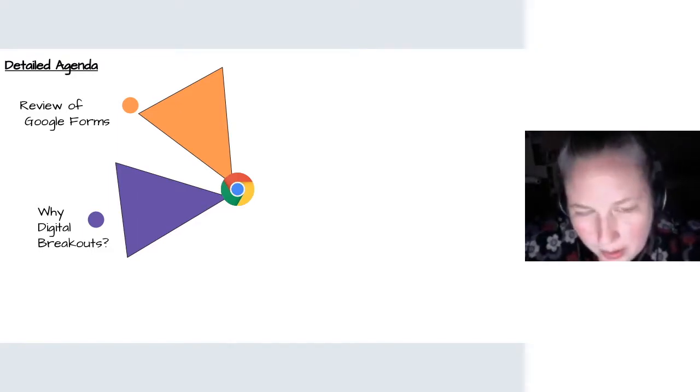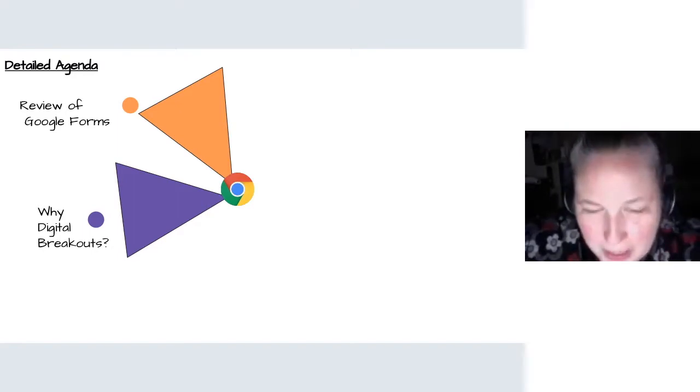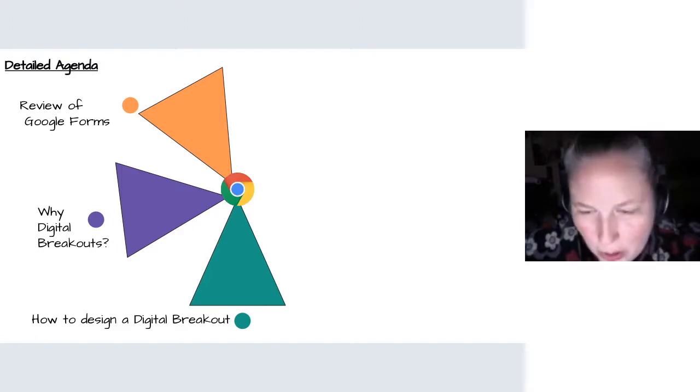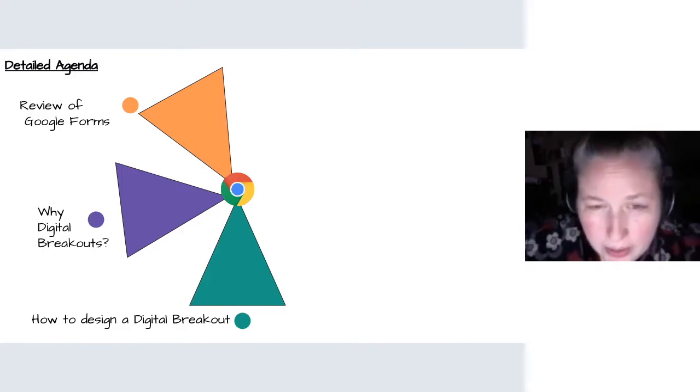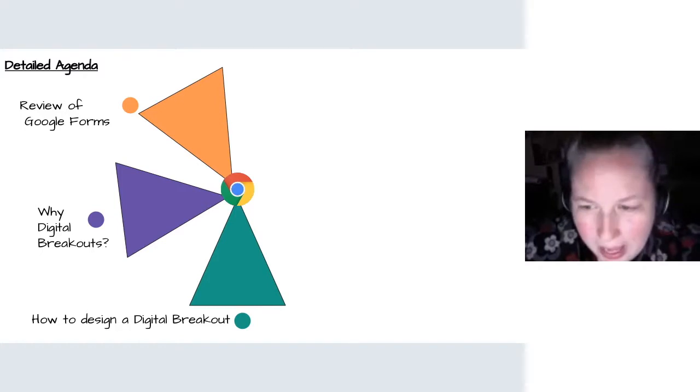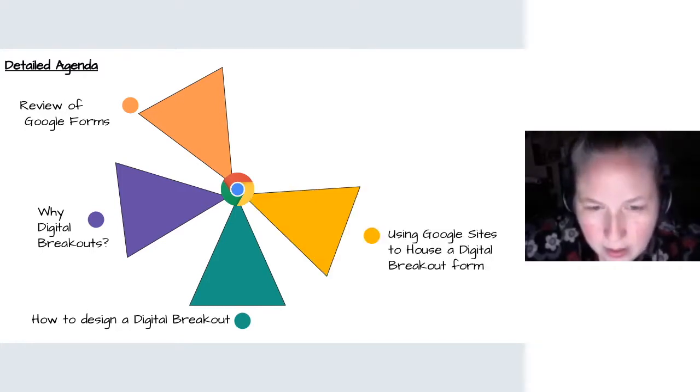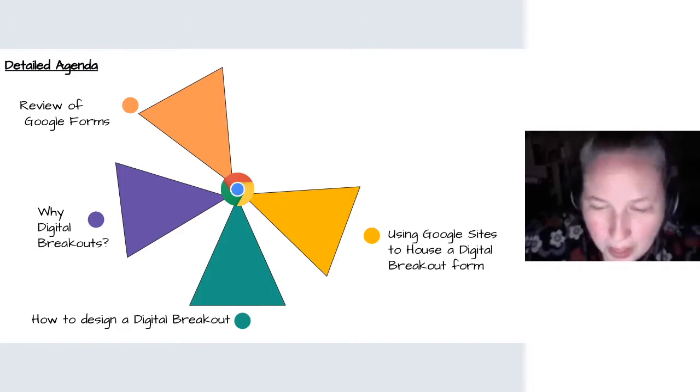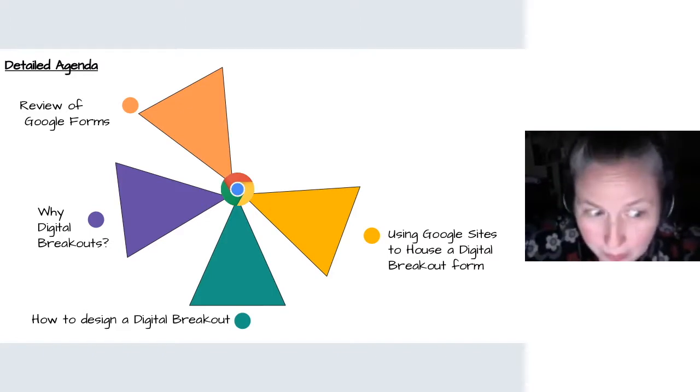I'm going to hopefully convince you, or present a good argument, why digital breakouts are a good tool to use with English language learners, in particular adult English language learners. And I'm going to show you how to design a digital breakout. It is fairly straightforward. There's only a couple of steps. The tool is not complicated to use and students love them. And then I'm going to show you how to use Google Sites in order to house a digital breakout form. Now, what exactly does that mean? You'll find out.